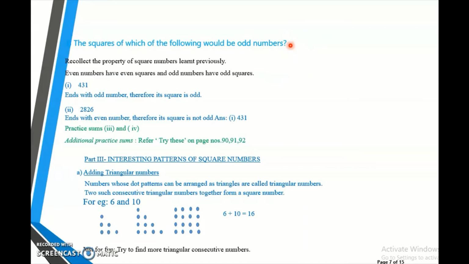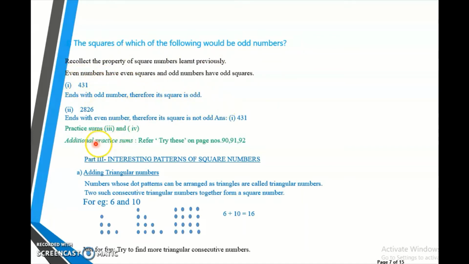The squares of which of the following would be odd numbers? Again, this is the property which we learned in the beginning. We know that any odd number has an odd square and even number has an even square. So for example, 431 is an odd number, hence its square is obviously odd. If it ends with an even number, the square is also even. So it is not odd. So the answer here, the question asked is the square of which of the following would be odd numbers. So the square of 431 is an odd number.